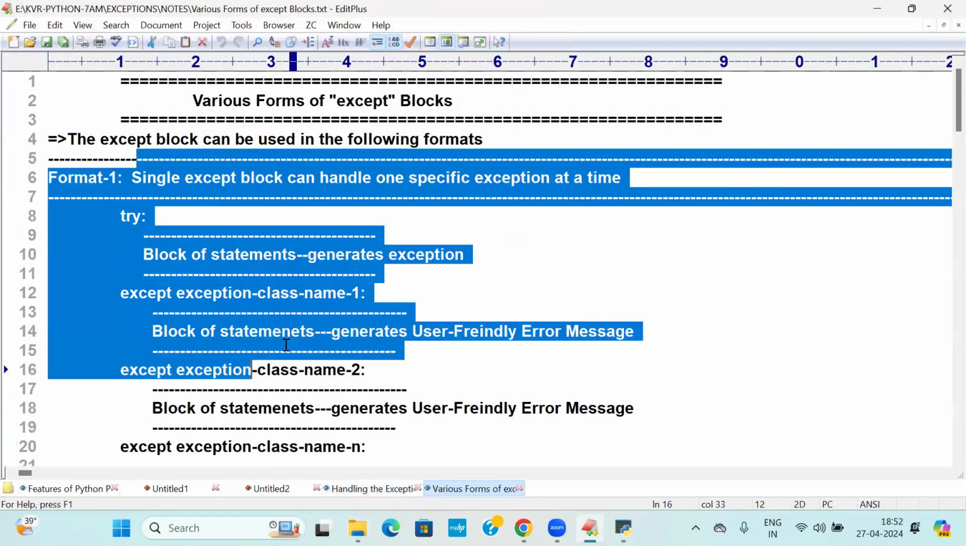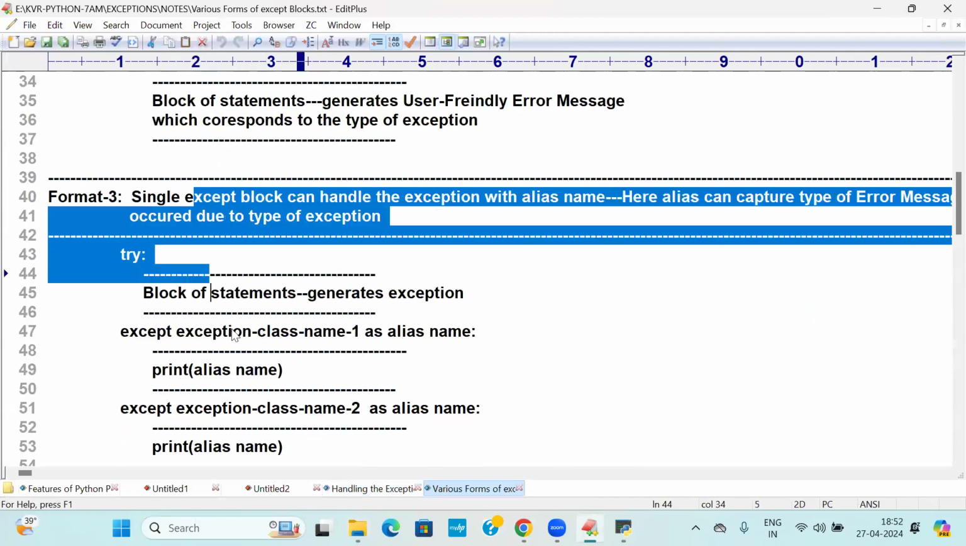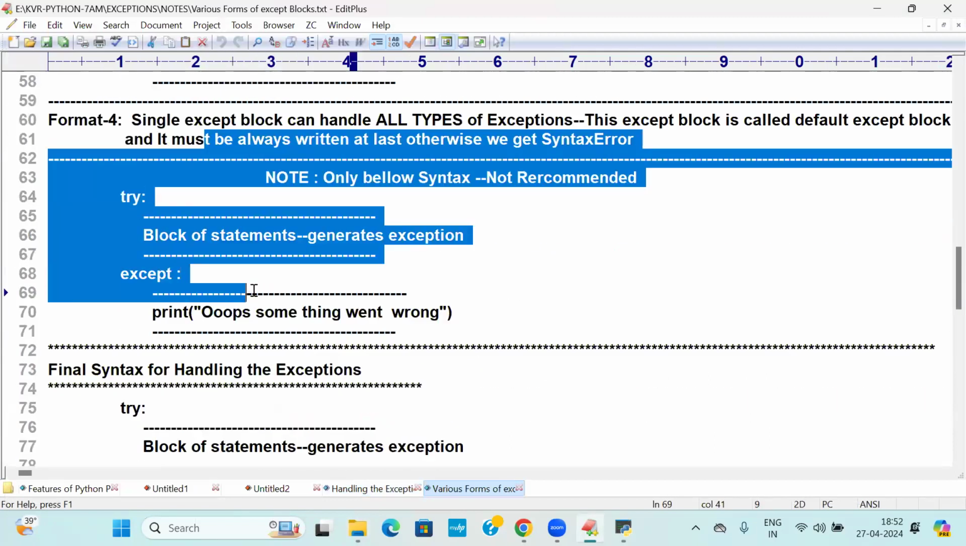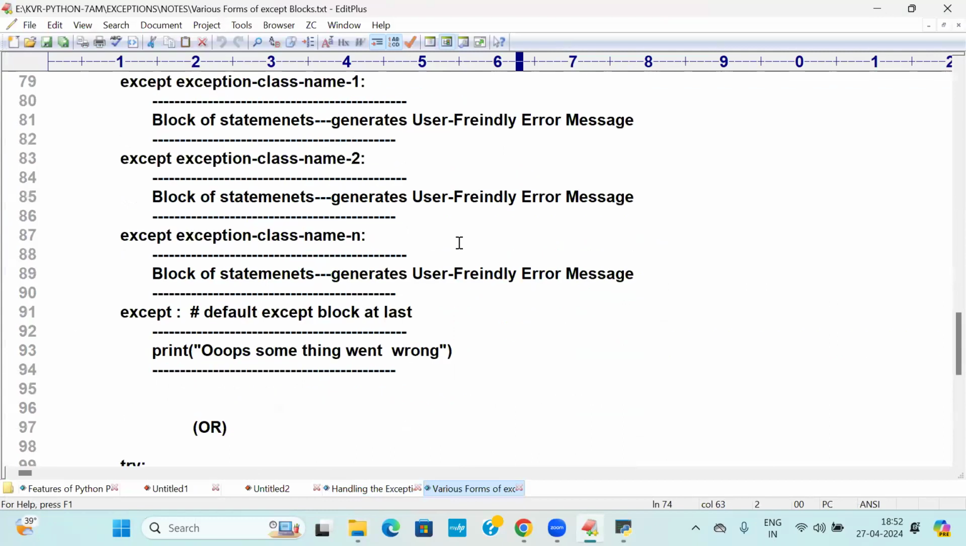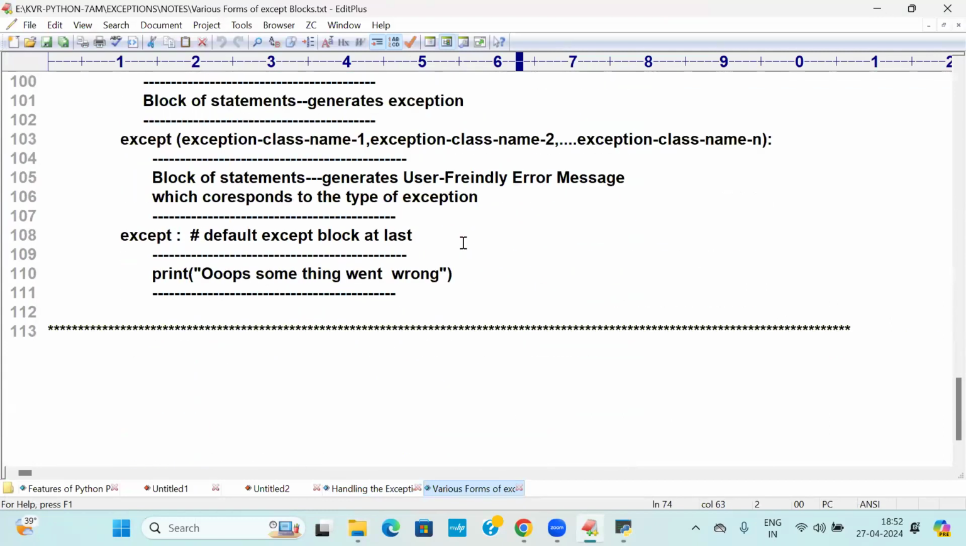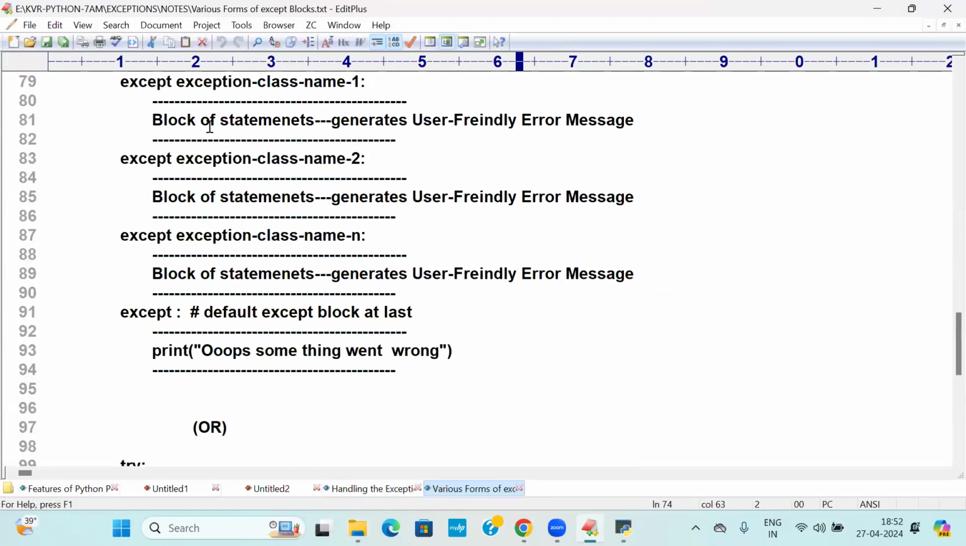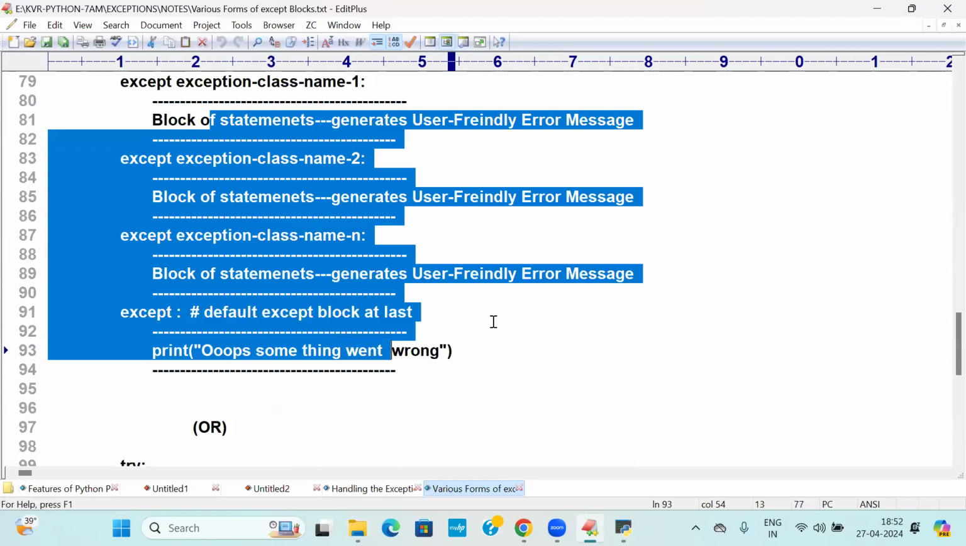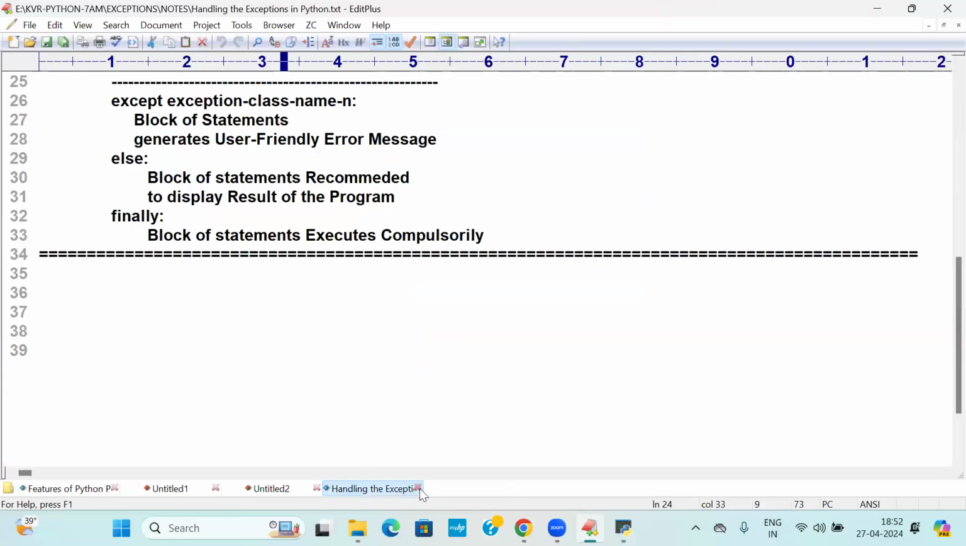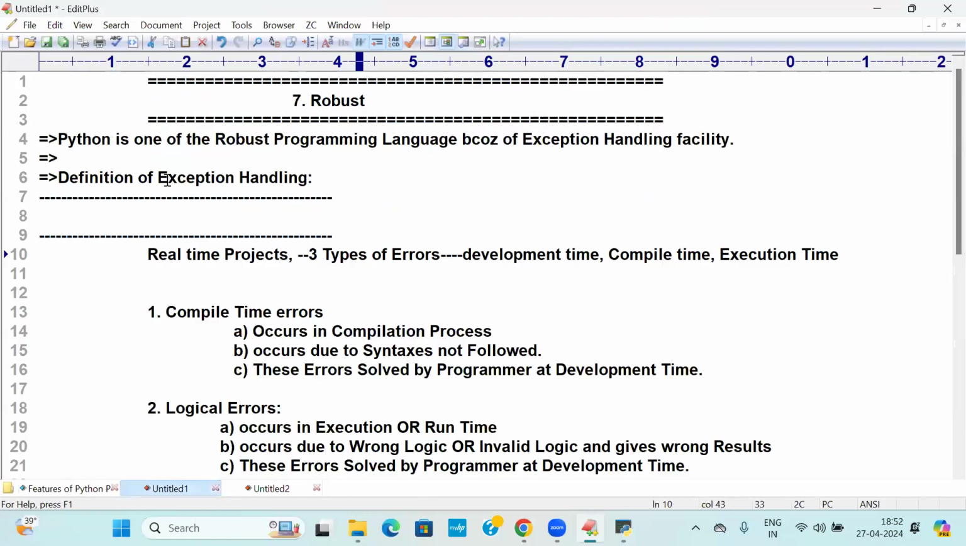Syntax number 1, syntax number 2, syntax number 3, syntax number 4, the final syntax of exception handling, and two varieties of exceptions I am giving. If I start giving this entire thing to you, you cannot understand because you don't know Python coding now. This I am explaining in the class. Everything I will explain, but at this point of time, I try my level best to make you understand the definition of exception handling. At the same time, you must understand the definition of exception also.